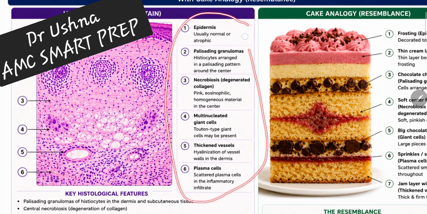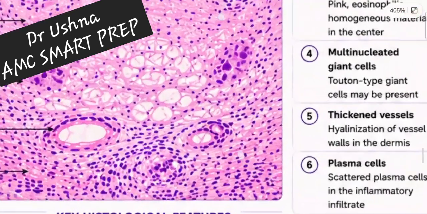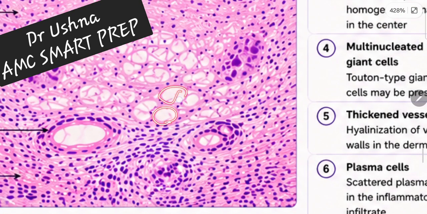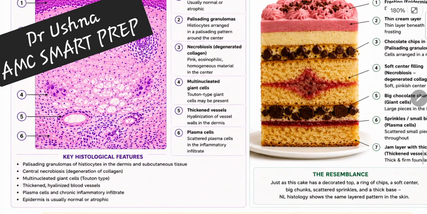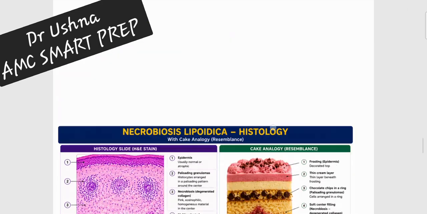So these are very typical features of your necrobiosis lipoidica, that your necrobiosis is extending through the whole depth of your dermis and invading into your subcutaneous fat. And you're going to have many empty cells, which are basically your cholesterol clefts, or you can call them lipid droplets. Okay, so these are all the features of your necrobiosis lipoidica histology.